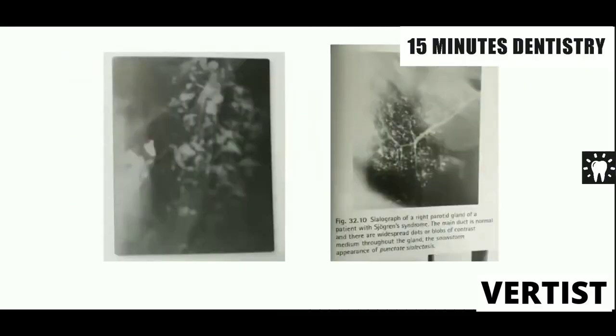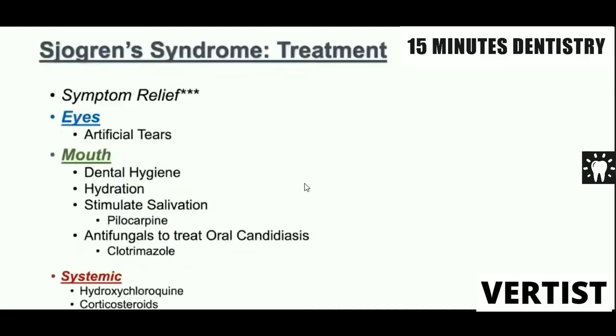This is sialography of Sjogren syndrome in the parotid. As you can see here, it's called a cherry blossom or snowstorm appearance. Why? Because the sialographic dye leaks out through the ductules and forms blobs or globules. That's why it's called punctate sialectasis or globular sialectasis. So this is a sialographic picture of Sjogren syndrome.